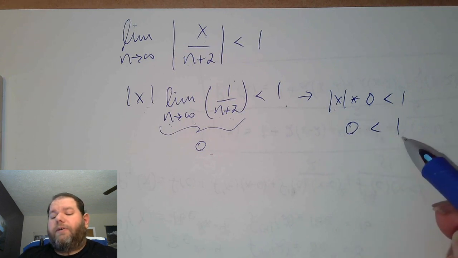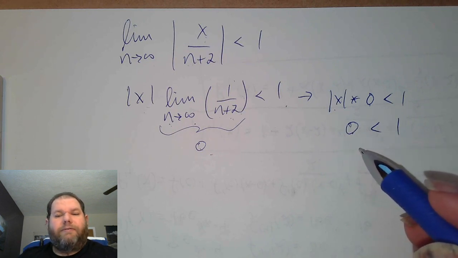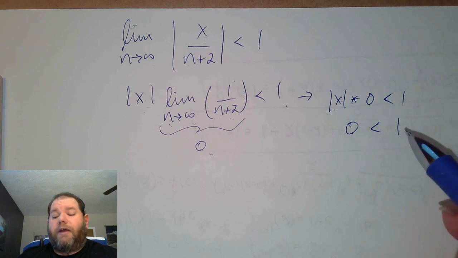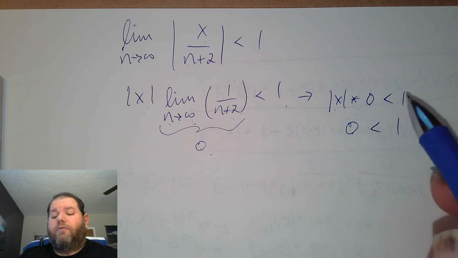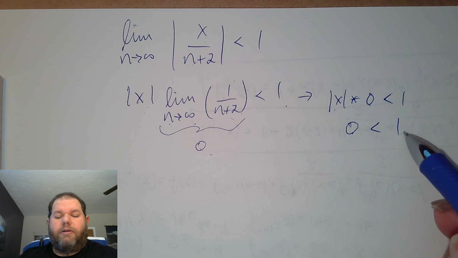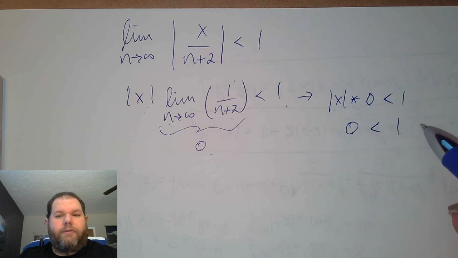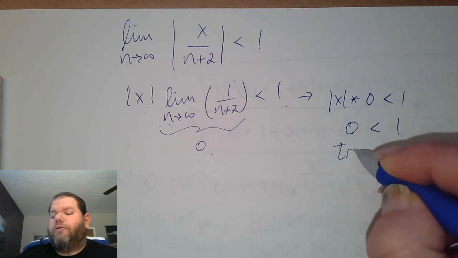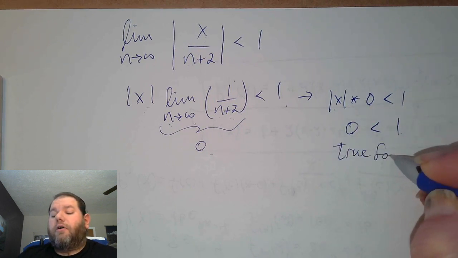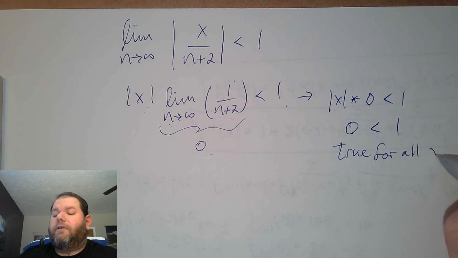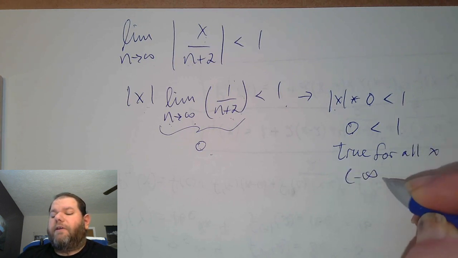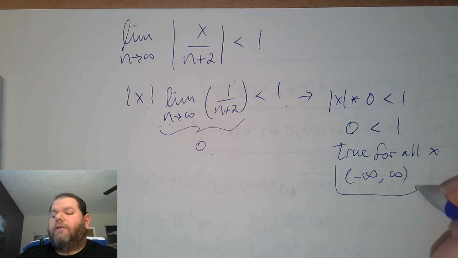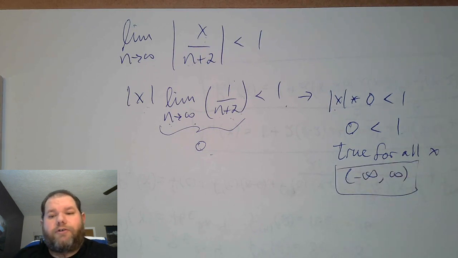And 0 is less than 1, so the question is really, for which values of x will 0 always be less than 1? Well, 0 is always less than 1. These are just whole numbers. There's no x's here. And so this is true for all x. We could say negative infinity to infinity is our radius or interval of convergence.